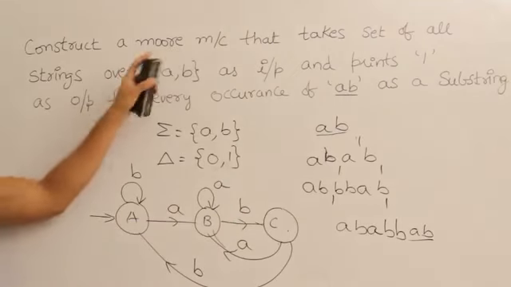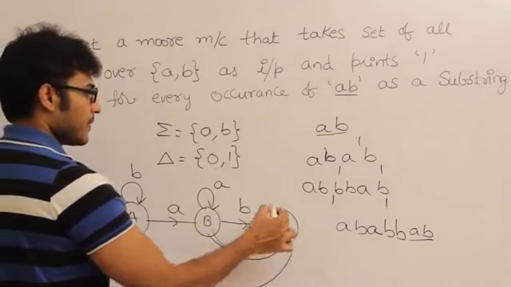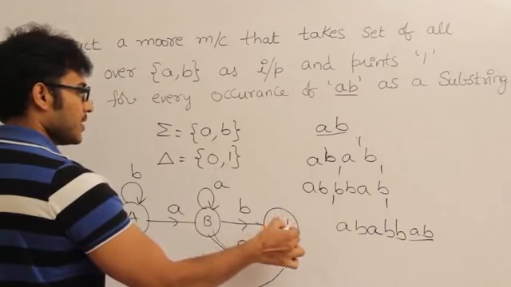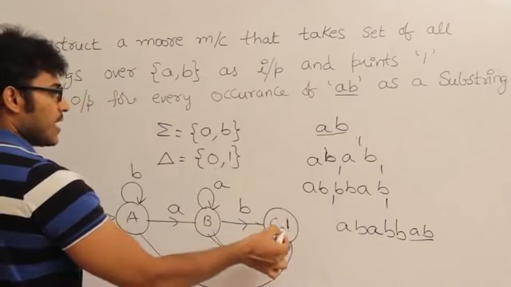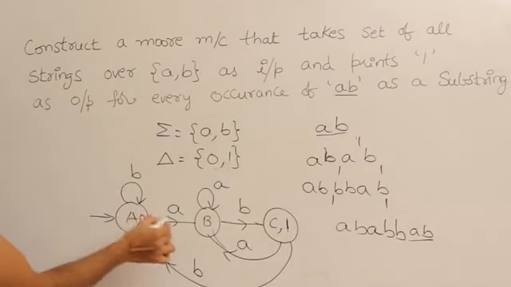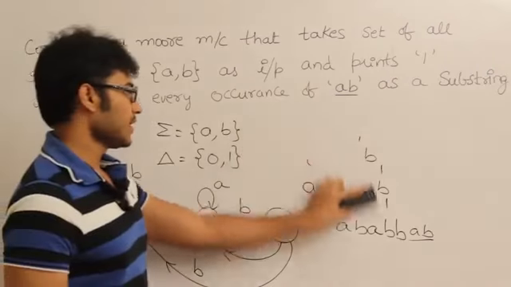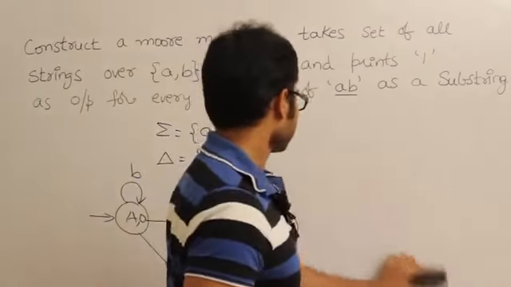Therefore, according to the problem specification, if C is made to output 1, that can solve our problem, right? So whenever I see AB, I'll be in state C and it is going to output 1. And for the remaining states, you can simply give 0 as the output, right? So let us take an example and see this.